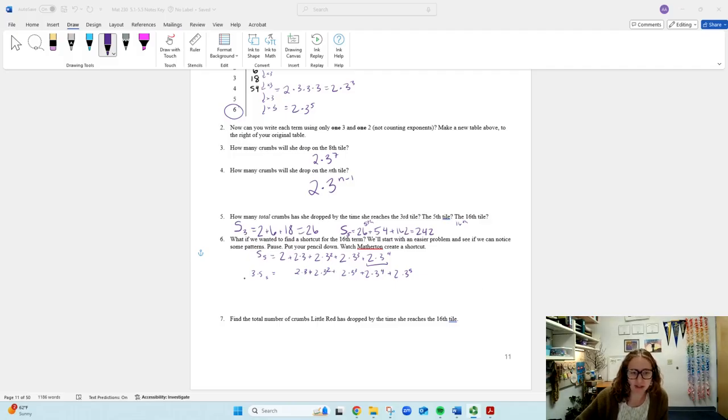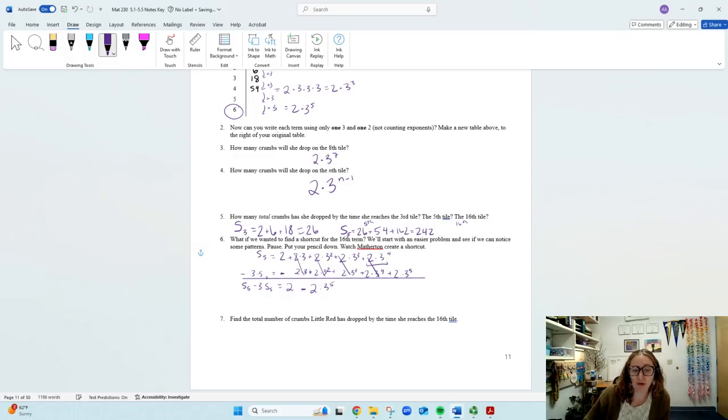What I'm going to do is subtract these. So I'm going to have my S5 term minus 3 times that S5 term. And then what happens when I subtract over here is I'll get that 2. These will cancel out, these will cancel out, these will cancel out, these will cancel out because I'm subtracting them. And then I'll have a minus 2 times 3 to the 5th.